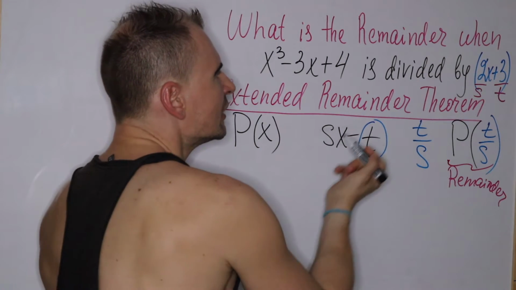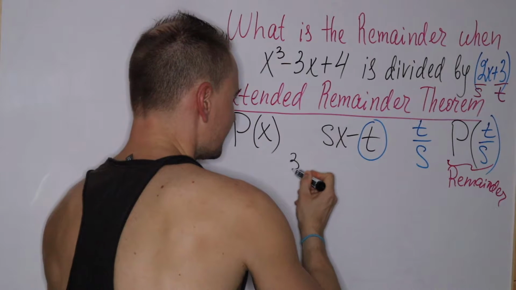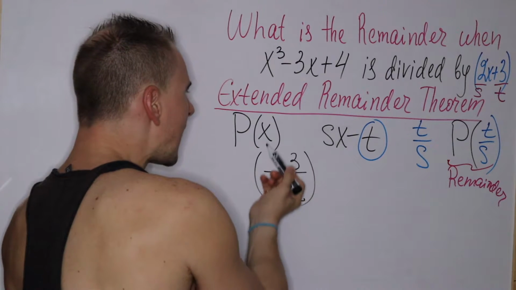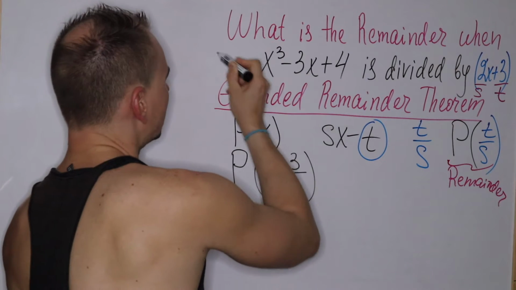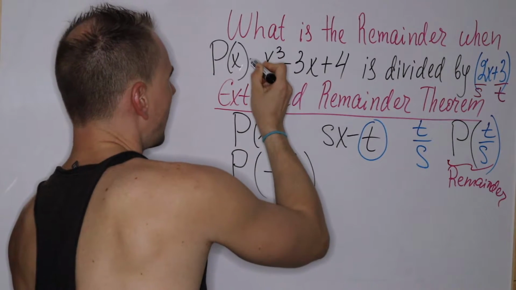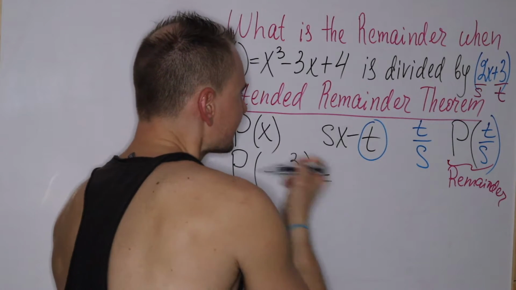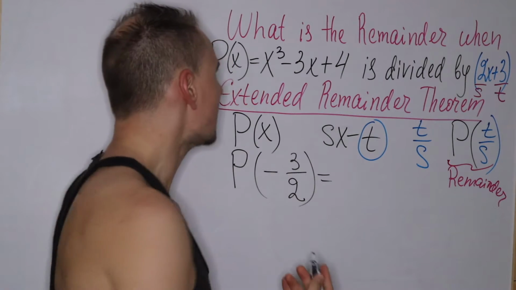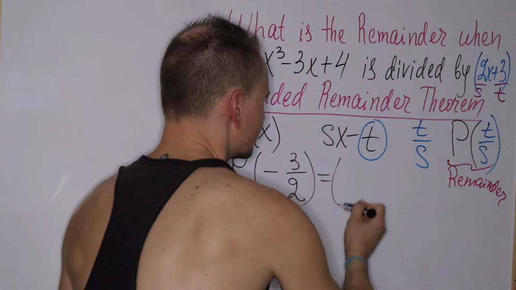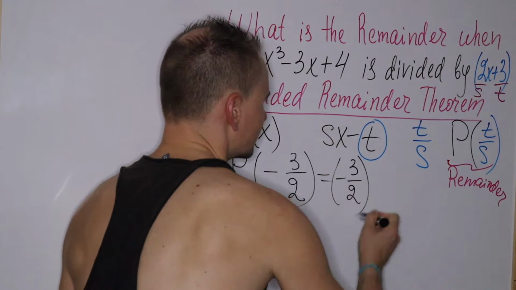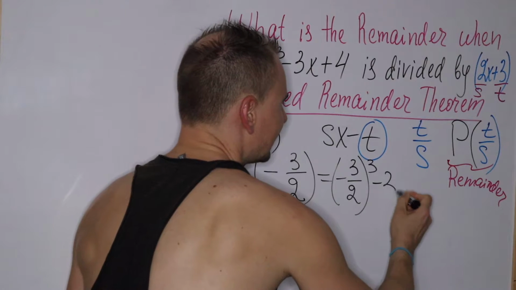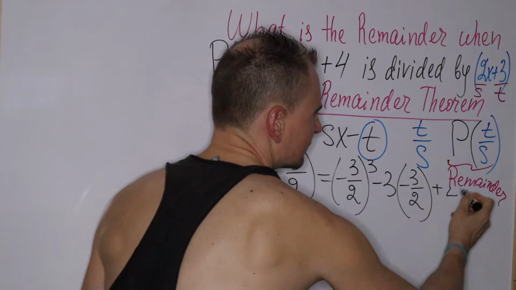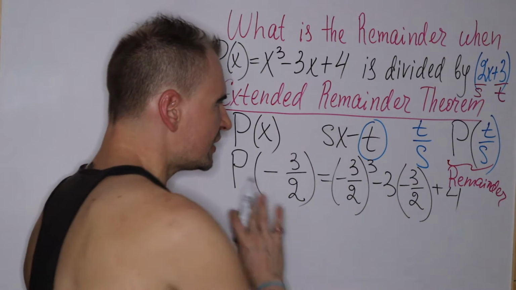So what you want to do is take 3 over 2, and again take the negative, the opposite, and plug it into your polynomial. Let's call it p of x for the sake of convenience. You need to plug it in everywhere x appears in your polynomial. So it becomes negative 3 halves cubed minus 3 times negative 3 halves, and you need to add this 4.